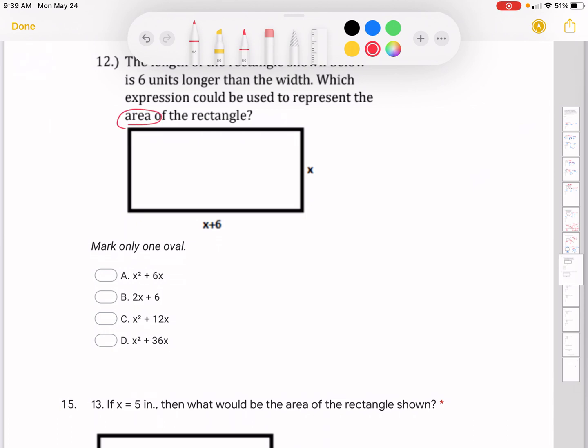This next problem, we want the area, so base times height. So we would do x plus 6 times x. Here you actually have to distribute your x. So x times x is going to be x squared. And then 6 times x is a positive 6x. It's basically like you're multiplying x times the whole base.